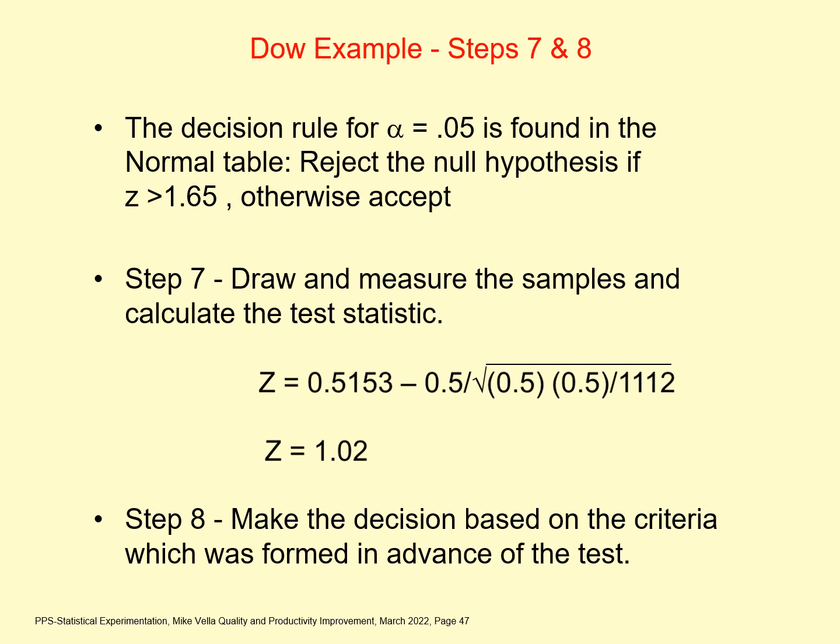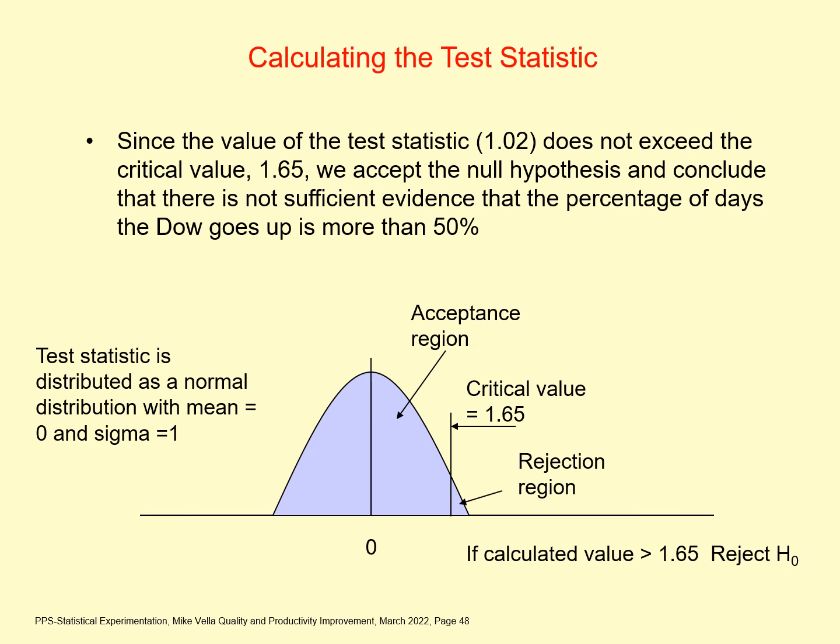So step 7 is to draw and measure the samples and calculate the test statistics. So if we plug the numbers into our formula that we showed you in a previous slide, we find that our Z number for this particular sample is 1.02. So step 8 is to make the decision based on the criteria which was formed in advance of the test. We've calculated our test statistic, and now we can make a decision.